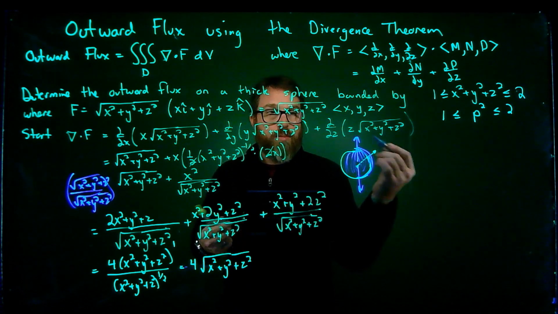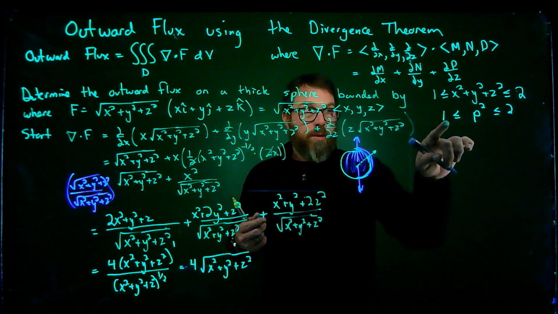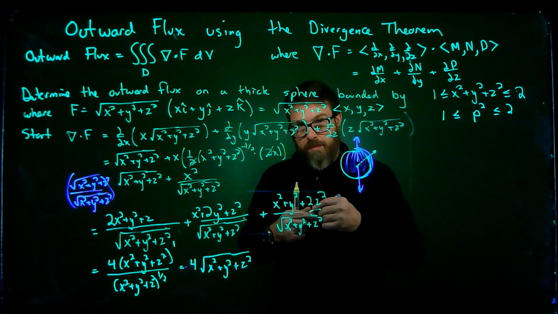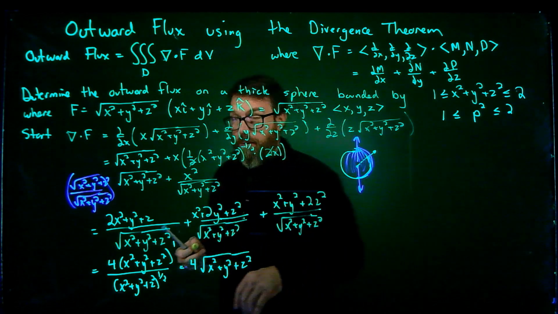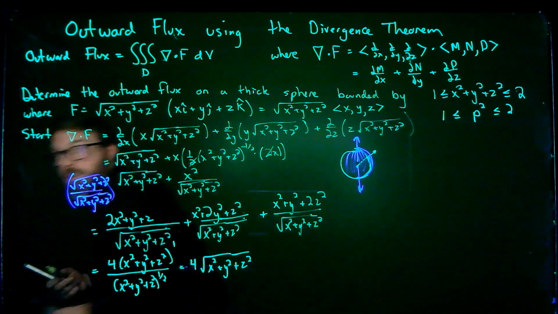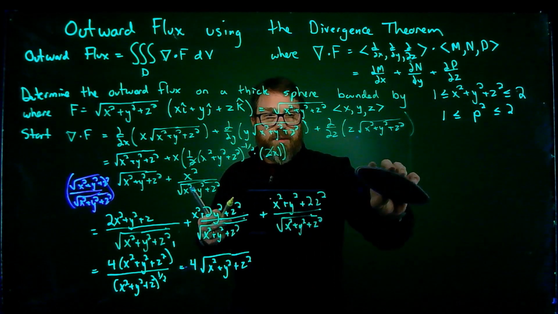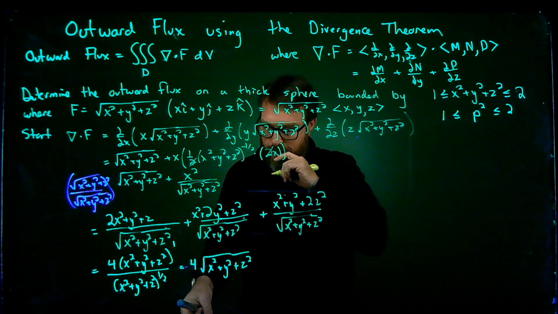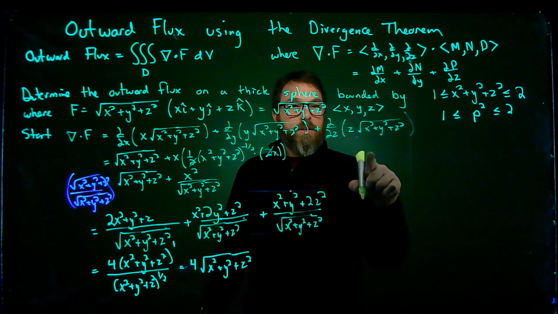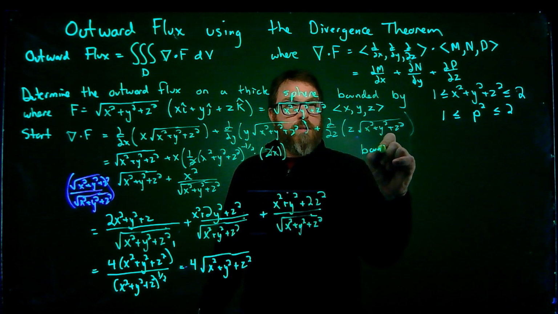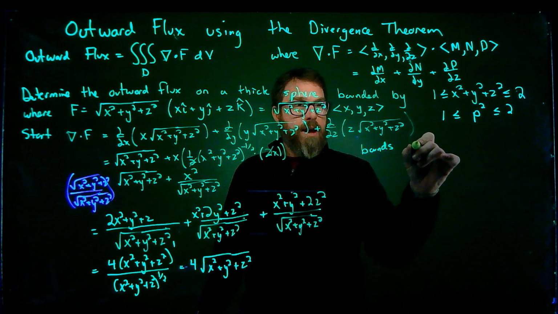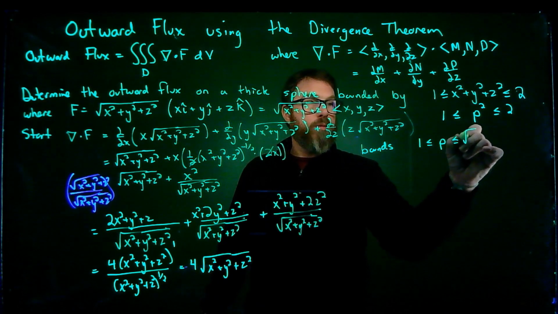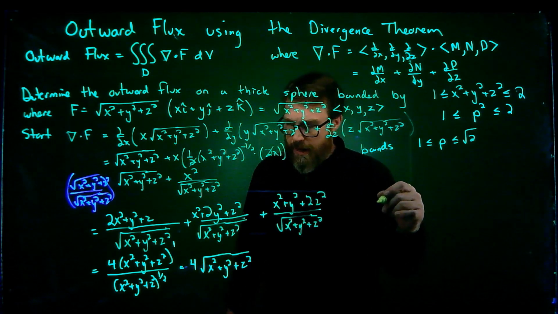And then remember, it's a thick sphere, so we're going to have to go not from 1 to 2, but from the square root of 1 to the square root of 2. So that's going to be our bounds. So let's erase this and make this nicer. Our bounds: we're going to have root 1, which is 1, less than or equal to rho, which is less than or equal to root 2.